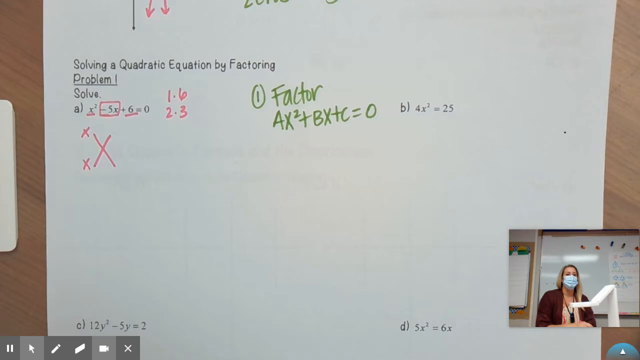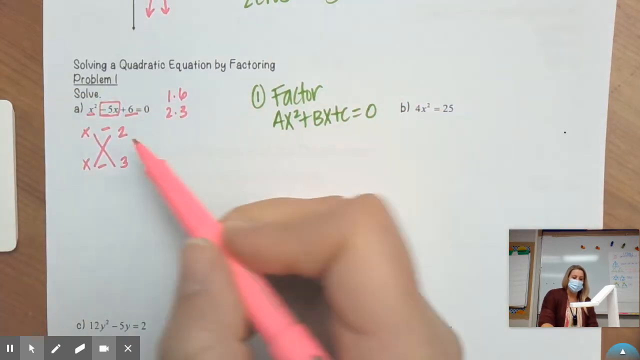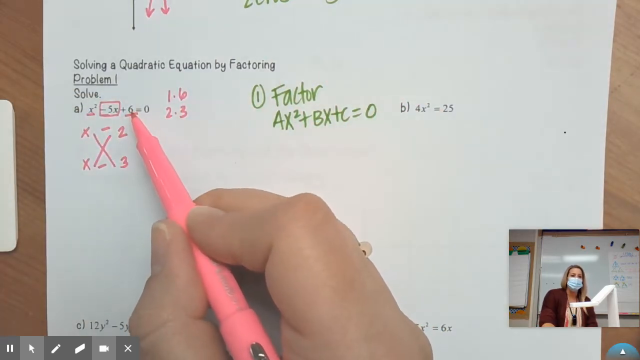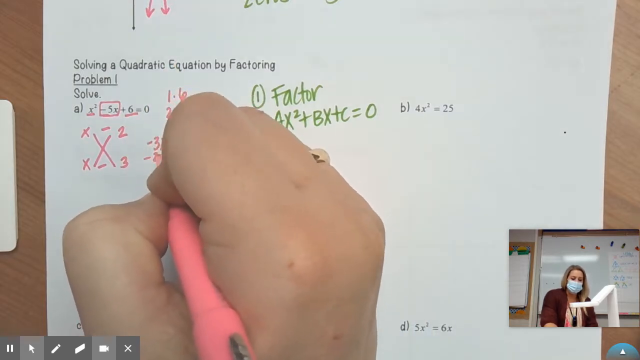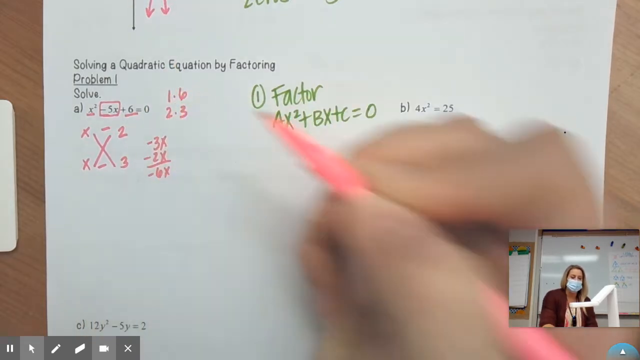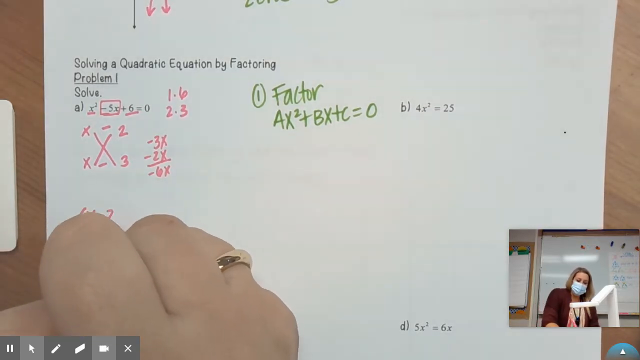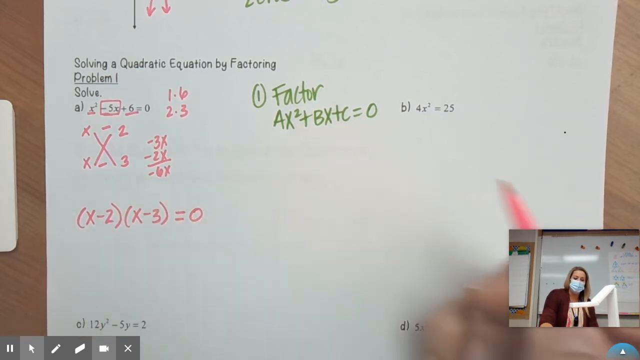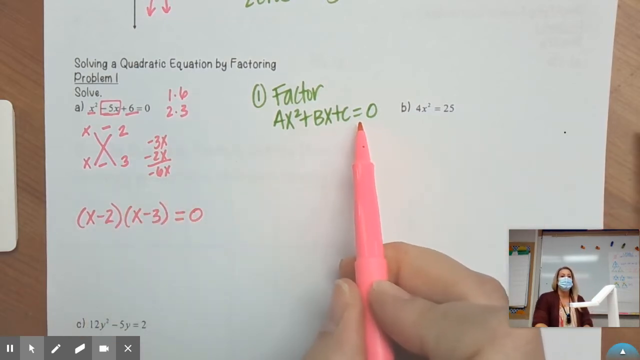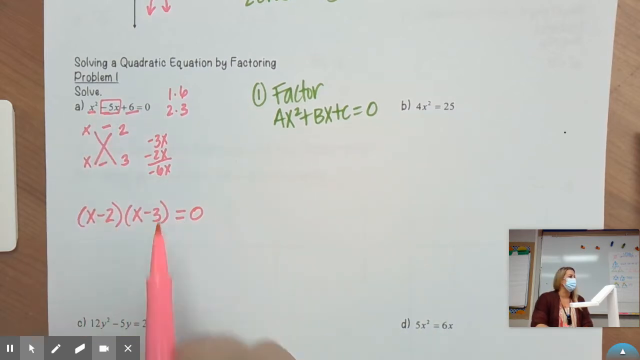So what do you guys think? What numbers do you think we're going to have to use? Yeah, 2 and 3. And both of them will be negative. Negative times a negative gives me a +6. Negative plus a negative, so -3x plus a -2x gives me a -5x. Okay? So here are my factors. x minus 2 and x minus 3 equals 0. Okay? So we set them equal to 0. So we basically changed this expression to its factored form and kept it equal to 0.